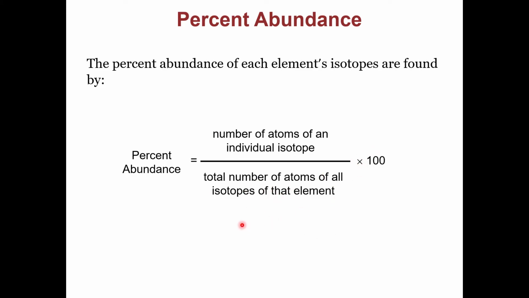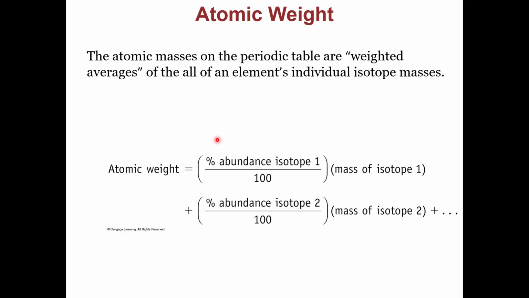It usually is expressed as a percent out of 100, but sometimes you can find it expressed as a fraction. The atomic weights that we see in the periodic table are actually weighted averages of all the individual isotopes. So you take the percent abundance of isotope 1, divide by 100 to convert it to a fraction, and then multiply it times the mass of isotope 1, plus percent abundance of isotope 2 divided by 100 times the mass of isotope 2, and so on.